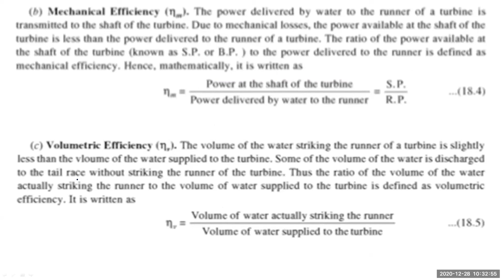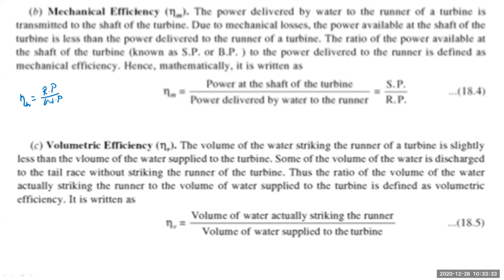The second one is your mechanical efficiency. The previous one we have seen is your hydraulic efficiency. Hydraulic efficiency was runner power upon water power. Keep that in your mind. I will write here eta H equals runner power upon water power. Now see, what is mechanical efficiency? It is the power delivered by the water to the runner of the turbine.